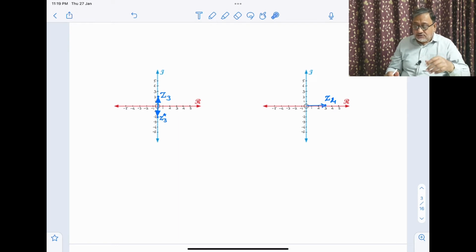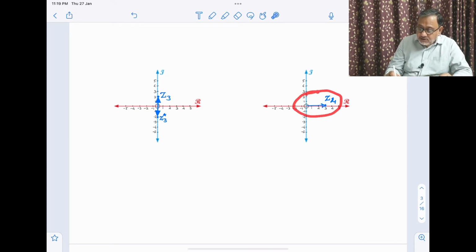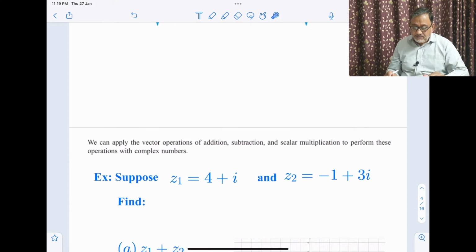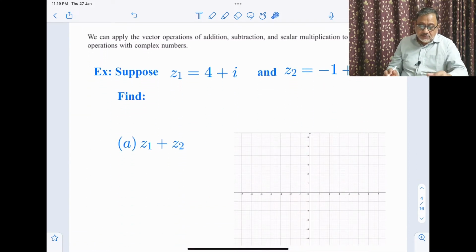Because there is a reason. How can you reflect this complex number which has only a real part? Where you will reflect it is on the mirror line itself, so it cannot be reflected, isn't it? Okay. Now come to this one.